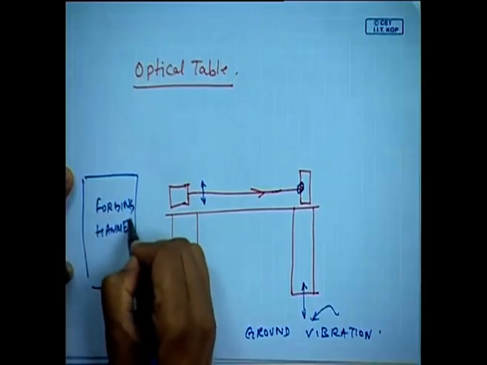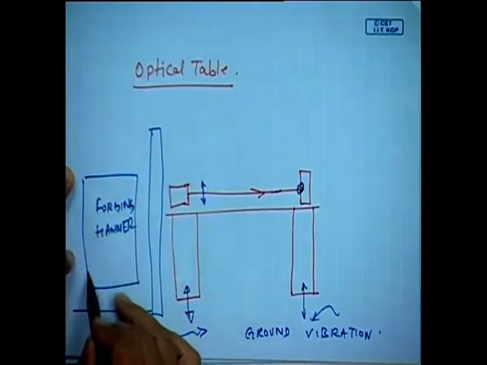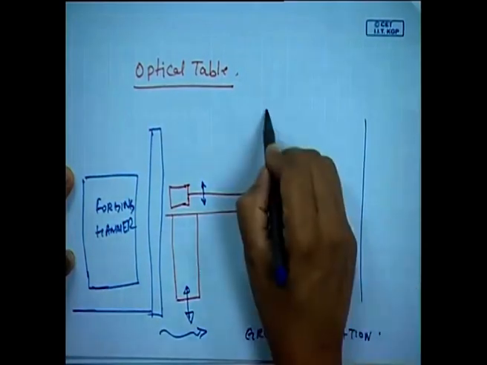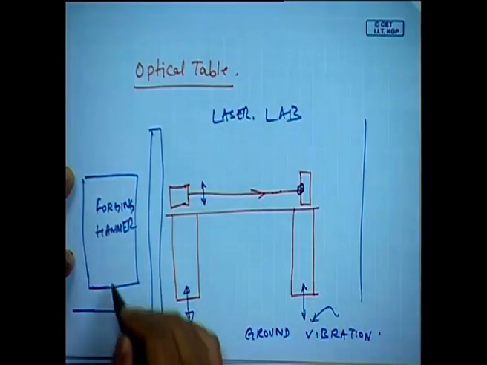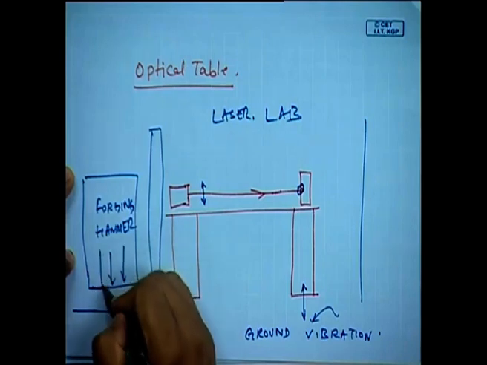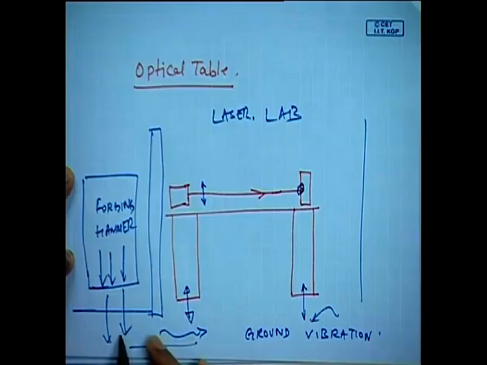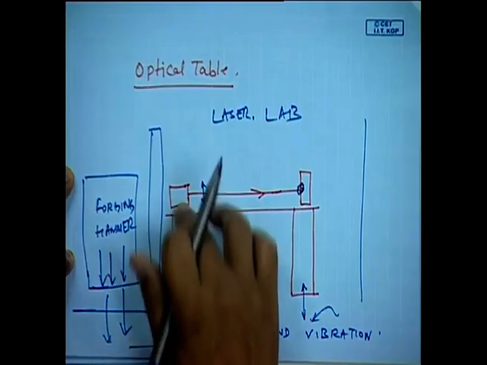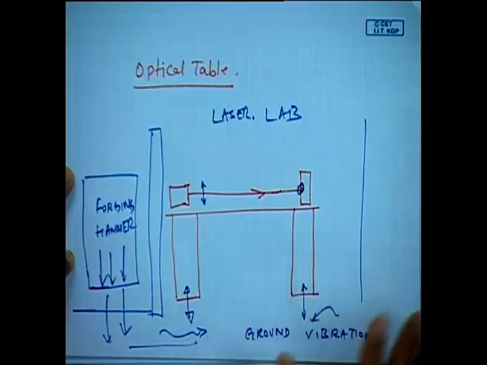Of course, you have made a nice building and there are nice walls, etc. So, the workshop is there, and then you have a lab here, you are doing a laser lab. Because of the forging hammer, a lot of forces are coming to the ground, and these are going to get transmitted through the ground, and then they are going to affect the laser. This is not science fiction, it does happen.